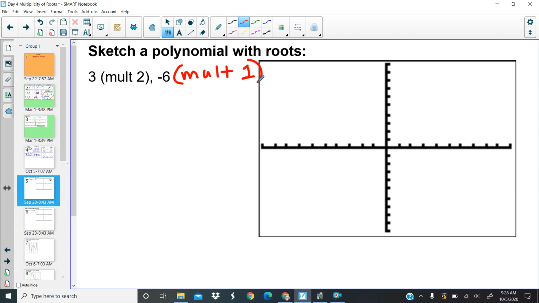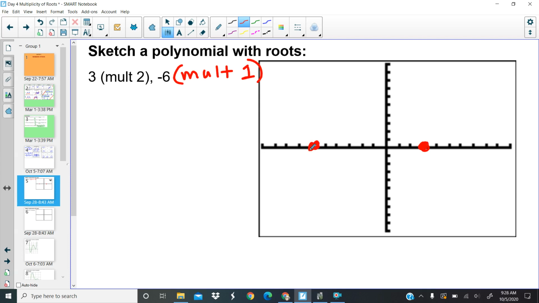So the first thing I'm going to do here is I'm going to actually plot my zeros on the graph. So I have a 0 where x equals 3. So I'm going to go on the x-axis to where x equals 3 right here. And then I have another 0 at x equals -6. So I'm going to go on the x-axis to x equals -6.